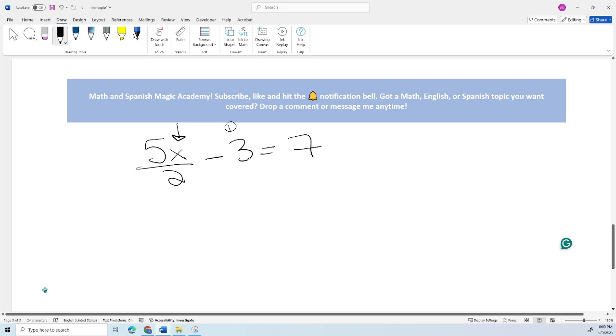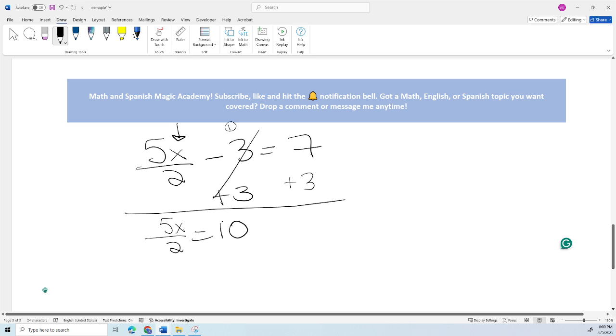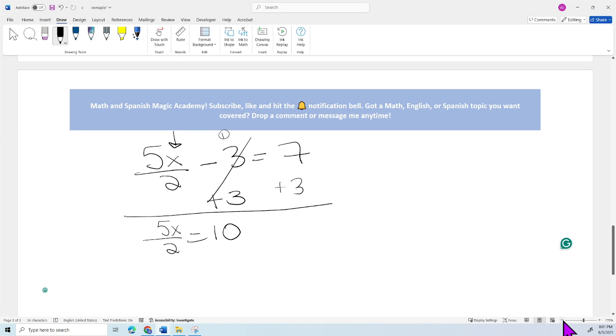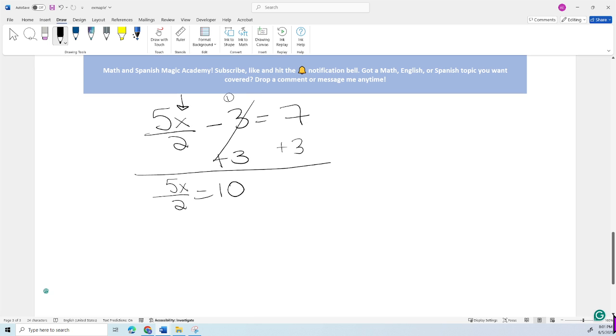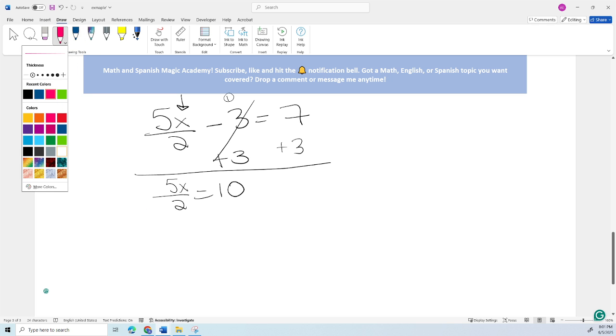It's negative 3, so the opposite of negative is positive. So I'm going to do plus 3 on both sides. And what do I have left on the left side of the equation? 5x divided by 2 equals 7 plus 3 is 10. So here I already got rid of the negative 3. I moved it as the opposite, plus 3 on both sides.